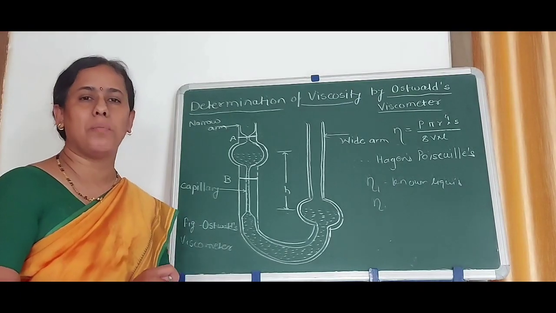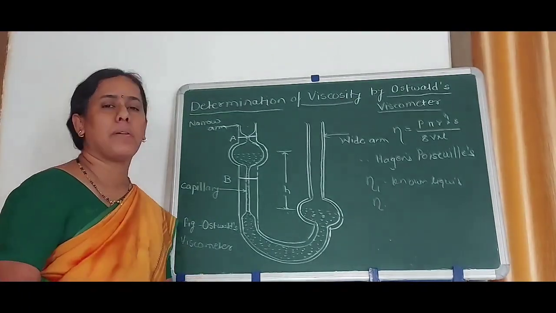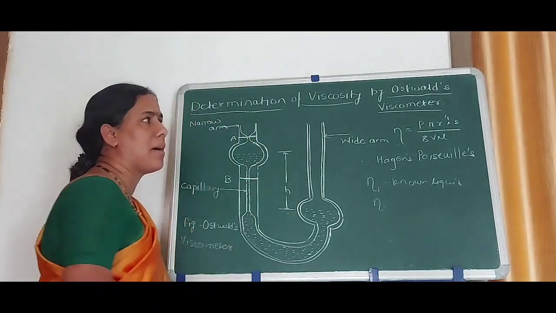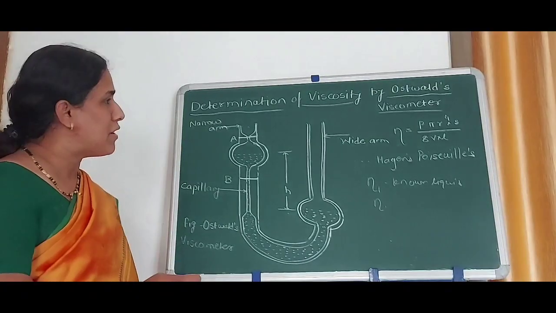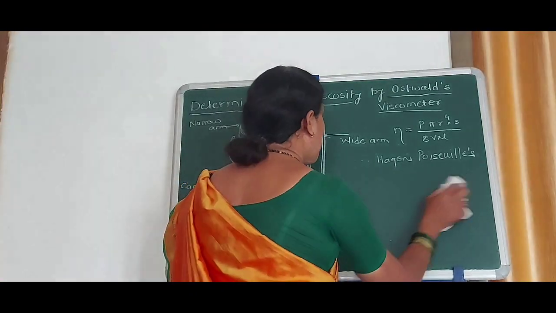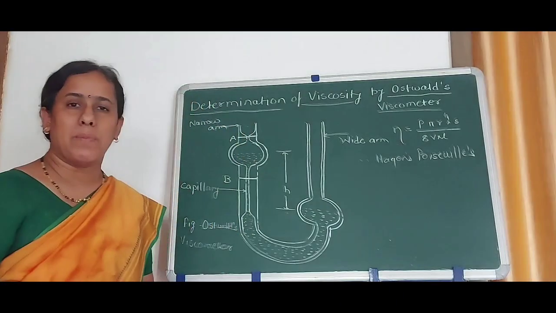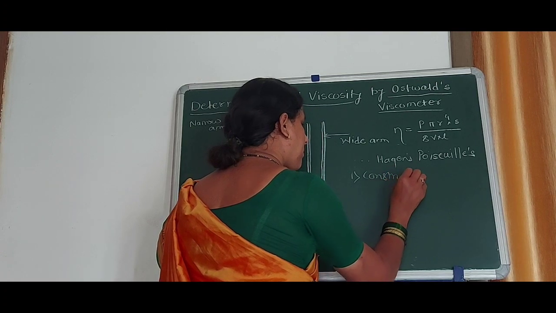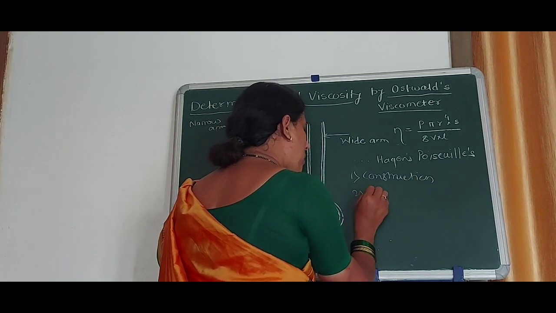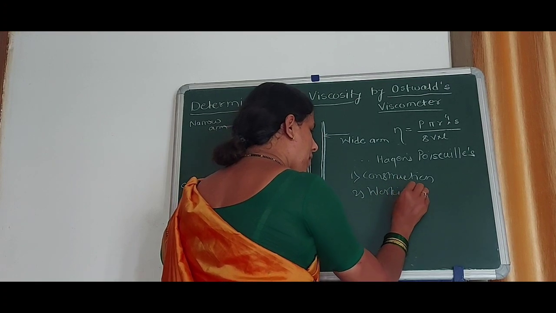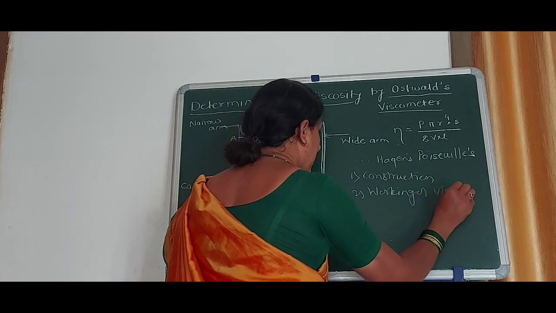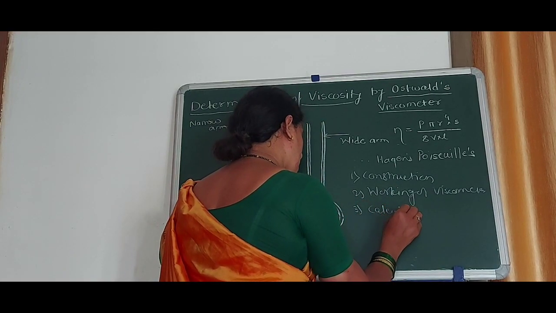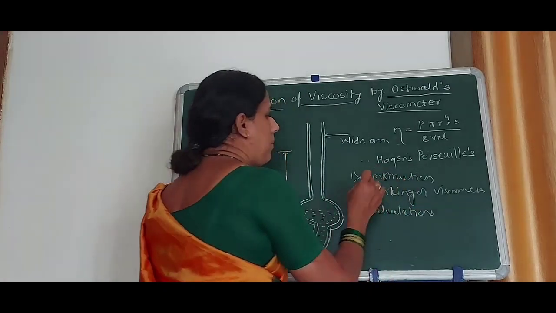A quantitative relationship between the coefficients of viscosity can be calculated by using the indirect method, that is the determination of viscosity by means of Oswald's viscometer. In this method, we have to use three parts. First part is about construction. Second part is about working of the viscometer. Okay, and third part is about calculations. Now one by one we will discuss.